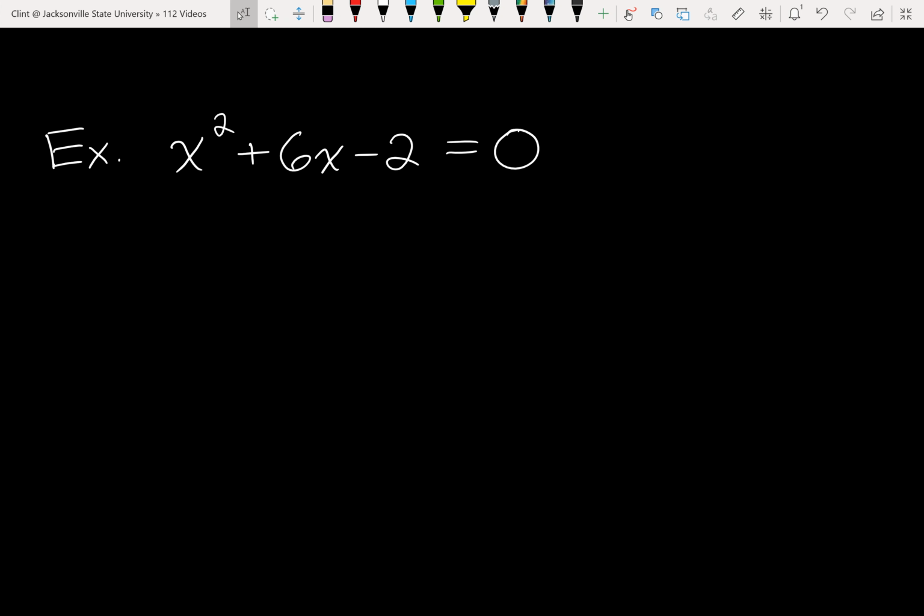I want to complete the square here, so I want to get rid of the constant term. I want to move it over to the right, so add 2 to both sides. So x squared plus 6x, leave some room, equals 2.